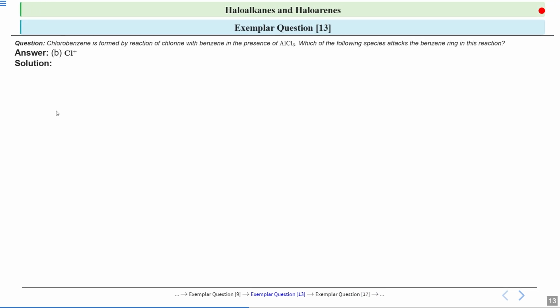So for this question, your correct answer is option B, that is Cl+. Cl+ is the species that is going to attack the benzene ring in this reaction of formation of chlorobenzene.